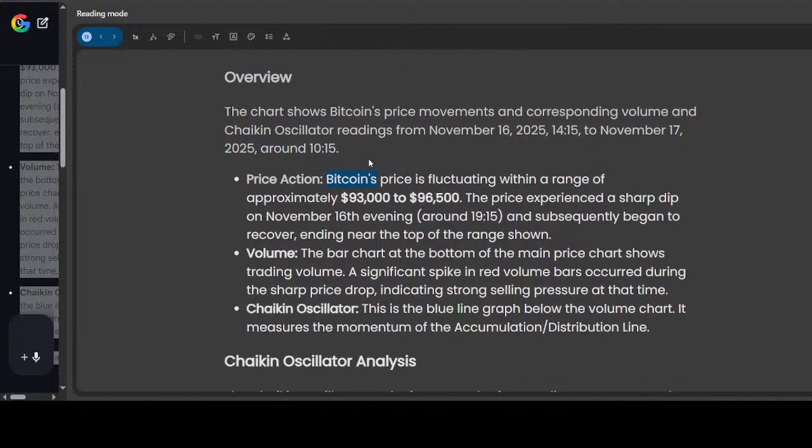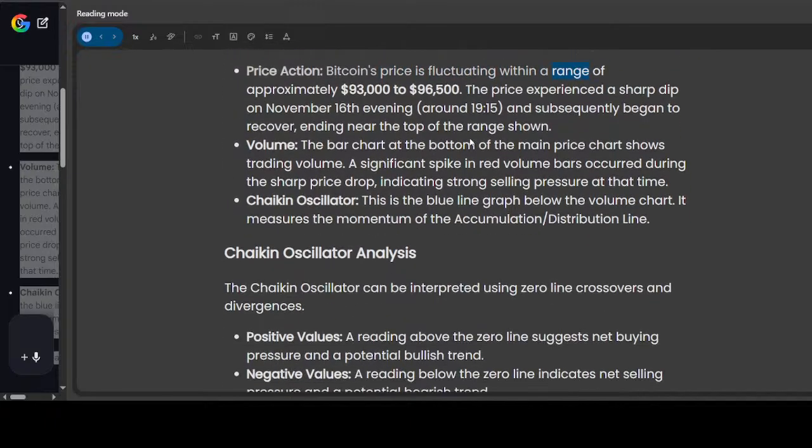Price action. Bitcoin's price is fluctuating within a range of approximately $93,000 to $96,500. The price experienced a sharp dip on November 16 evening, around 19:15, and subsequently began to recover, ending near the top of the range shown. Volume. The bar chart at the bottom of the main price chart shows trading volume. A significant spike in red volume bars occurred during the sharp price drop, indicating strong selling pressure at that time.